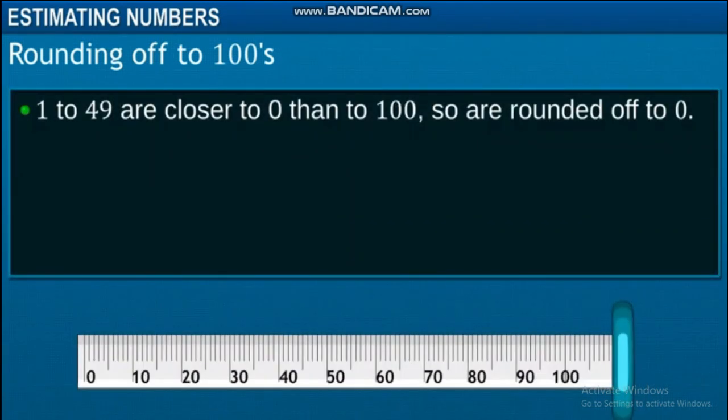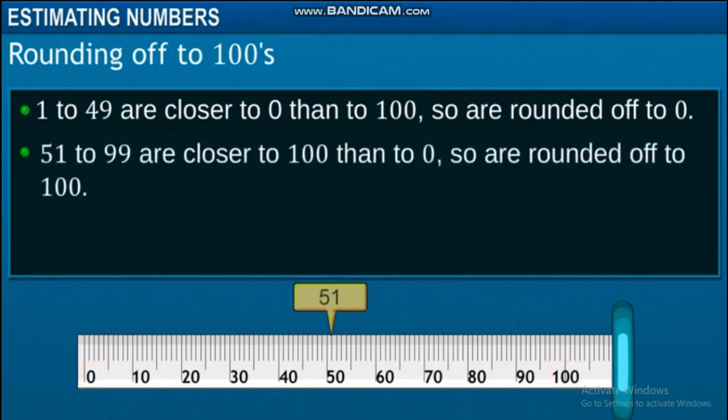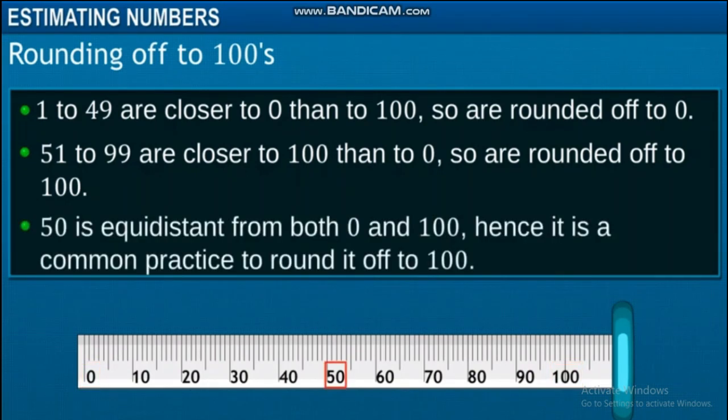While rounding off numbers to 100, 1 to 49 are closer to 0 than to 100, so are rounded off to 0. Numbers 51 to 99 are closer to 100 than to 0, so are rounded off to 100. 50 is equidistant from both 0 and 100. Hence, it is a common practice to round it off to 100.